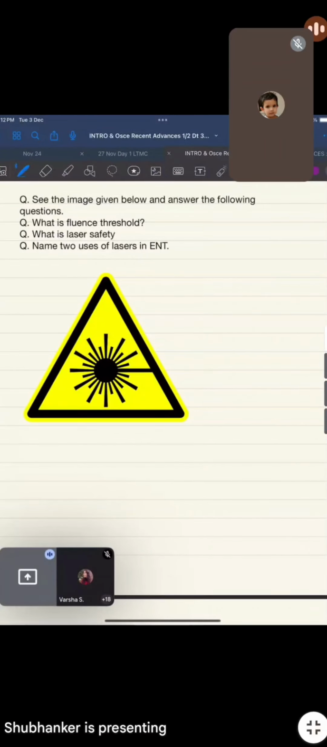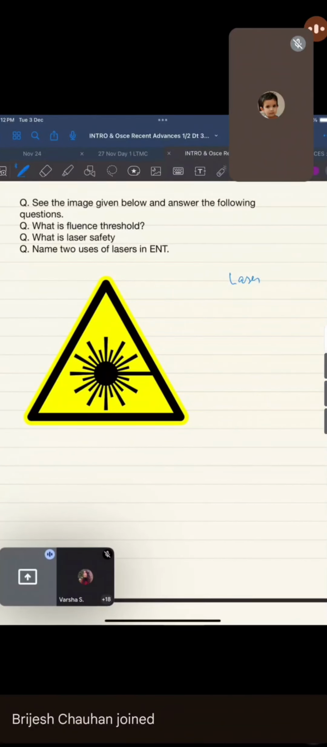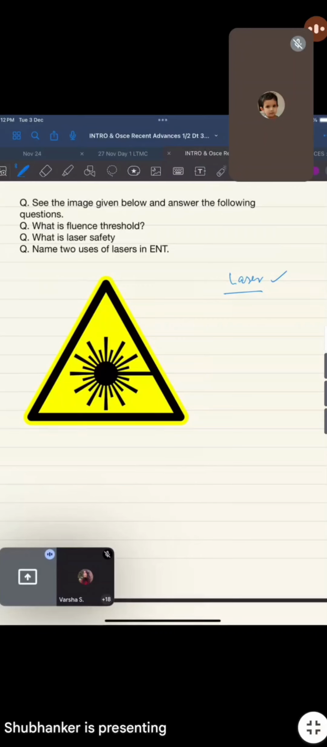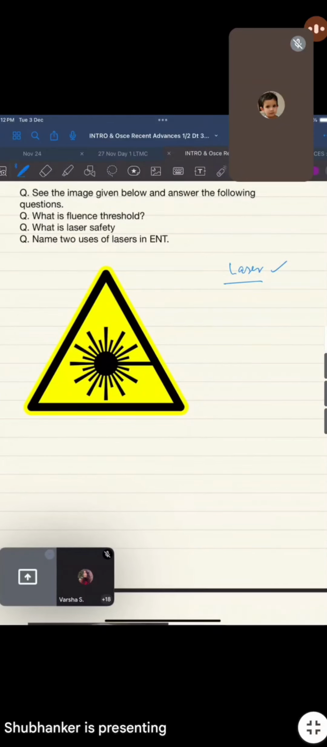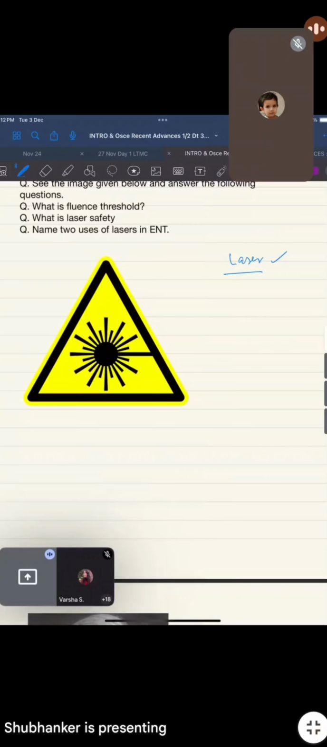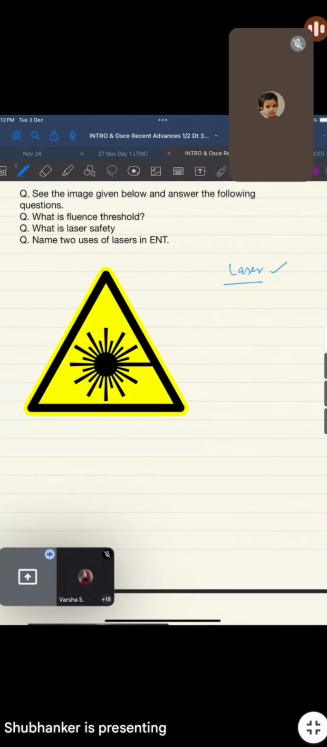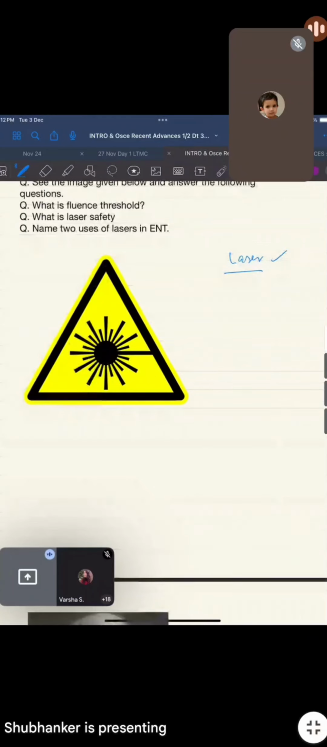So we have no fun in telling that this image is of laser. Okay, we all have studied laser from different books during our preparation of exams. So what is fluence threshold? Okay, so I would like to answer this myself. This is how it is defined: measurement of lowest energy level at which tissues begin to vaporize. Okay, so I'll just write it.